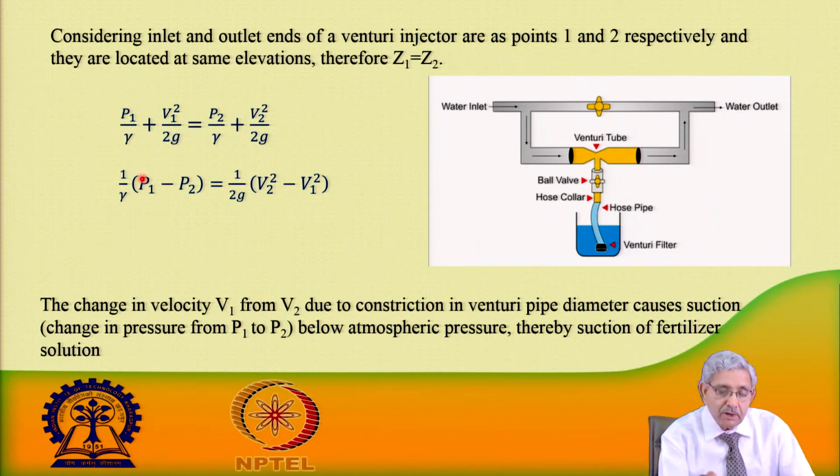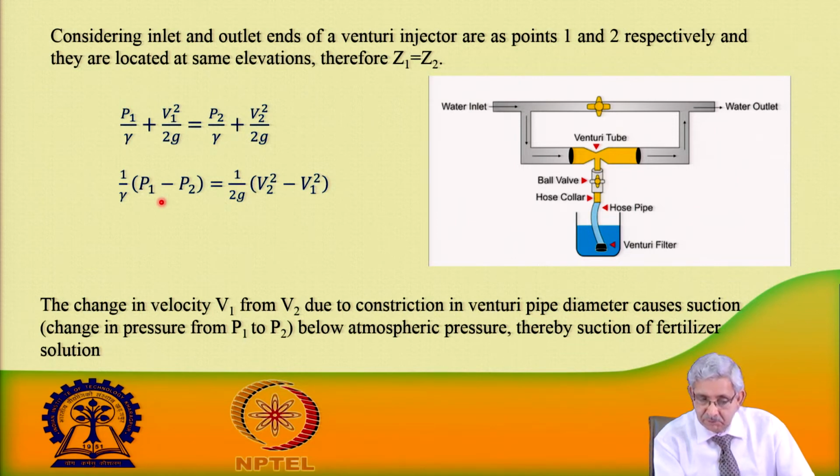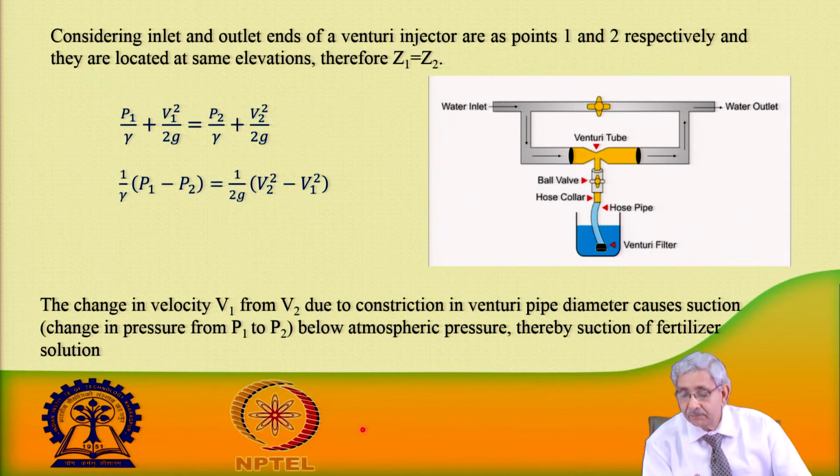So, this means the pressure head between the two ends can be given by the change in the velocity head. So, the change in the velocity head due to constriction in the venturi pipe causes suction due to the change in pressure head from P1 to P2, that is below atmospheric pressure, thereby the suction of fertilizer solution will take place.